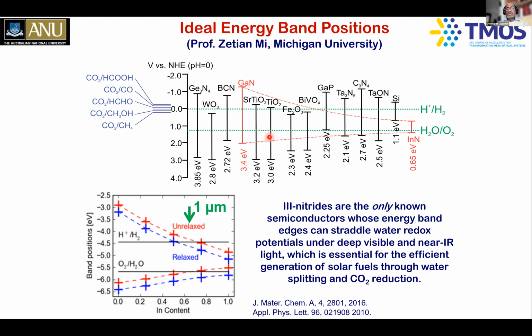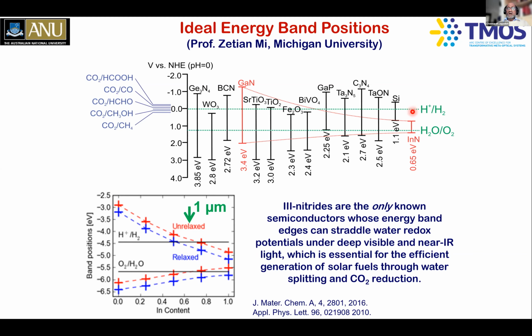Titanium oxide is very good, but these materials have a band gap of about 3 or 3.4 eV. That means they're only absorbing UV light. They're transparent to visible light, for example, here. So that means these are not really optimum for this purpose. But indium nitride only straddles this particular potential here, but not the second one here, for example.